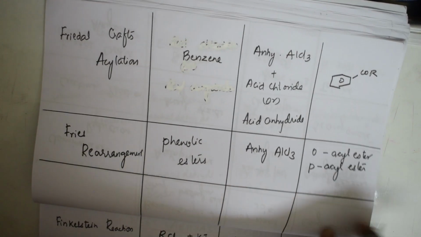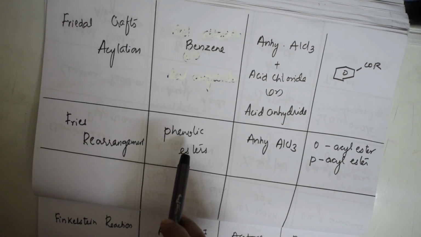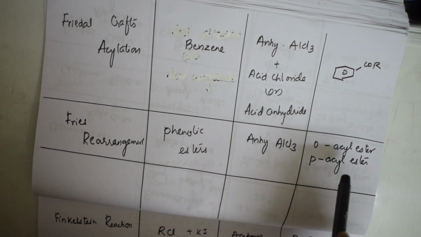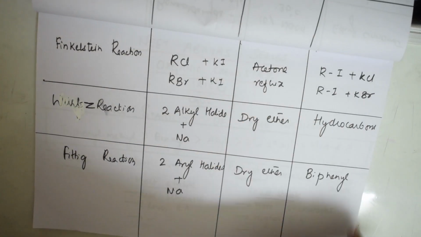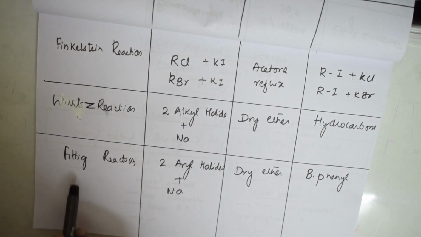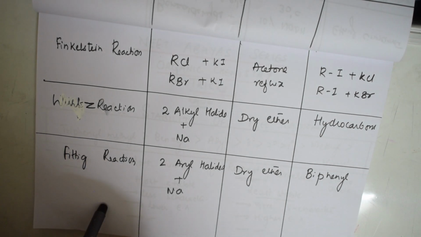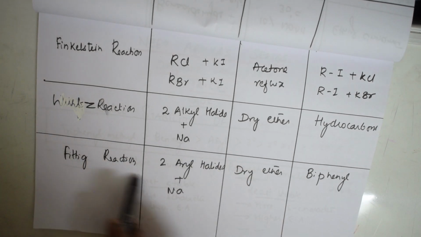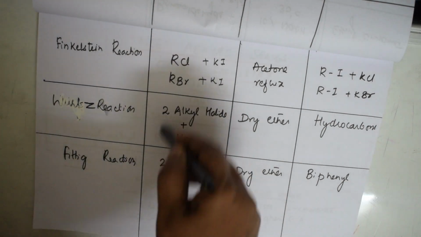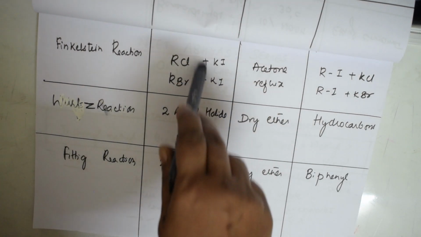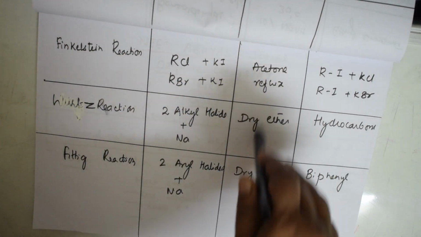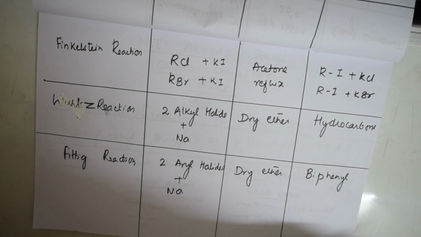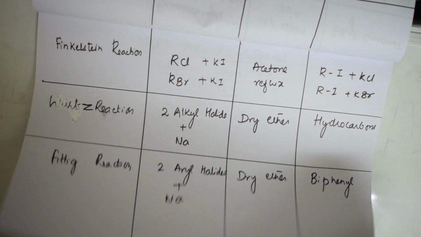See here, Friedel-Crafts acylation I did. What is the reactant, what is the reagent, what is the product. Further, I also did Finkelstein reaction, Wurtz reaction, Fittig reaction. If you see this, all the 4 are there. They may give you this, you need to write this. They may give you this, you need to write the solvent or reagent. That's why it is a very, very important thing for you all.